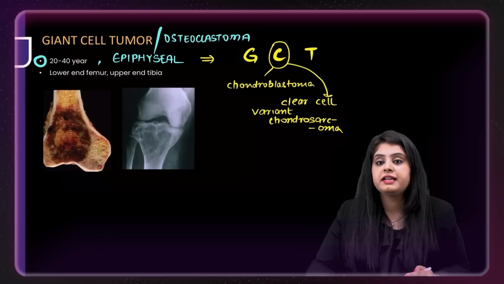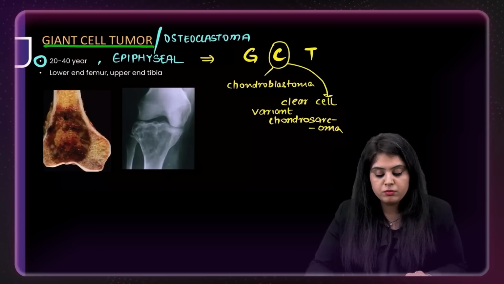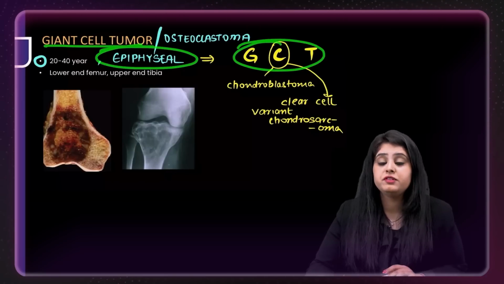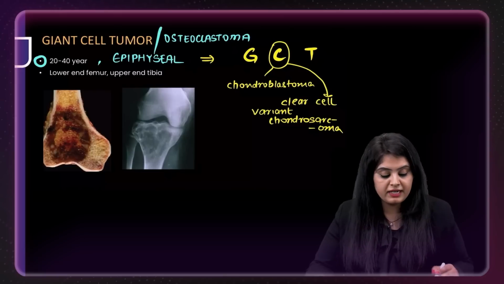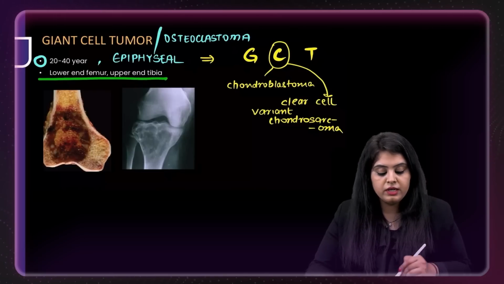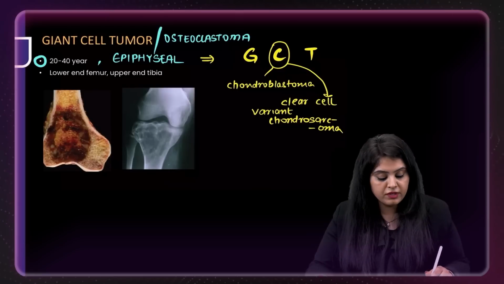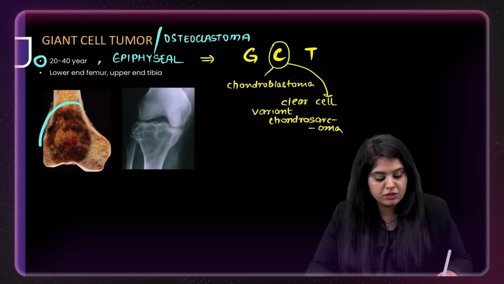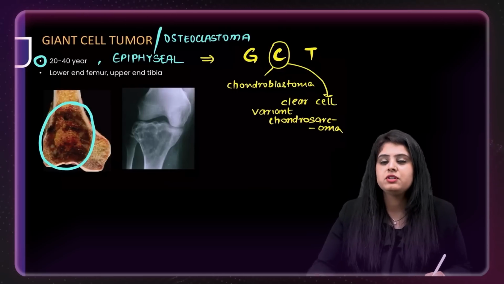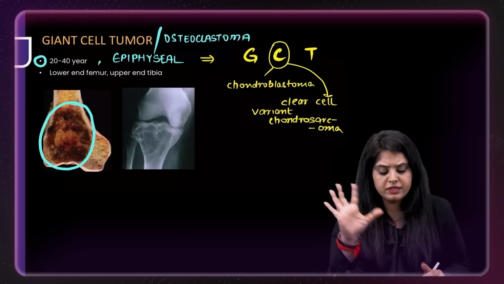So repeating once again, remember, the GCT mnemonic is for epiphyseal. These are all your epiphyseal tumors, right? And what is the location? Again, lower end of femur, upper end of tibia. So over here you've got a gross picture. Can you see this picture out here? It's very, very hemorrhagic. Put your little bit of common sense into it and you'll understand.